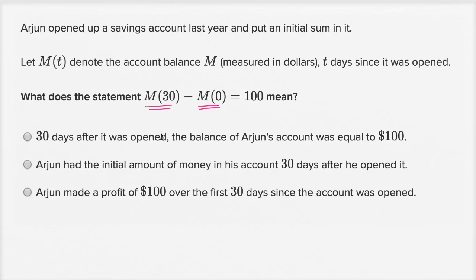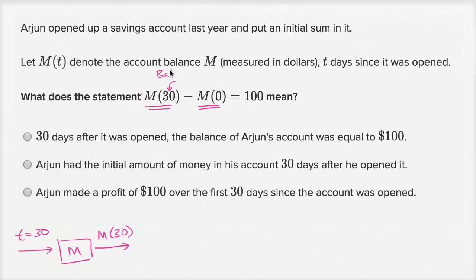So before I even look at the choices, let's think about it. This means when you input t equals 30 into your function, you're going to get M of 30. So let me make that clear. If you say t is equal to 30, you input that into your function M, you are going to get M of 30. So one way to think about it is, this is the account balance 30 days since it was opened. This is when t is equal to 30. This is the account balance after 30 days.